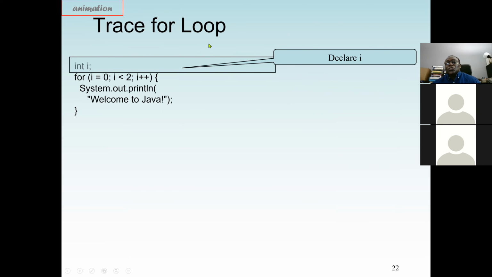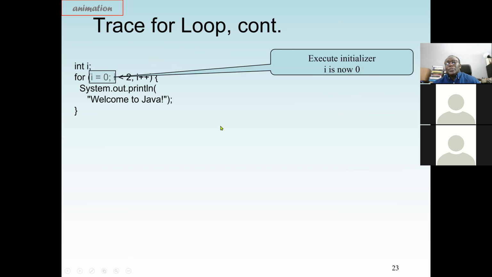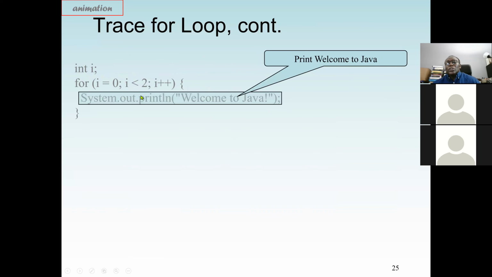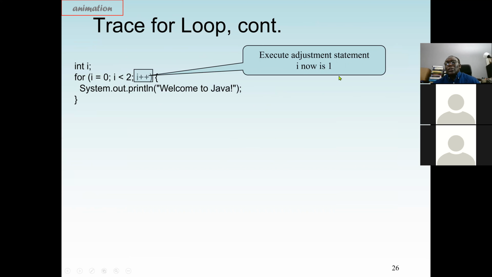So let's see the trace for the loop here. Again, here we declare our counter variable. We start from 0. We check the condition, is 0 less than 2? Yes, it's true. Okay, if it's true, then let's print welcome to Java. That's what we want to do. Then we're going to increment the counter to 1.